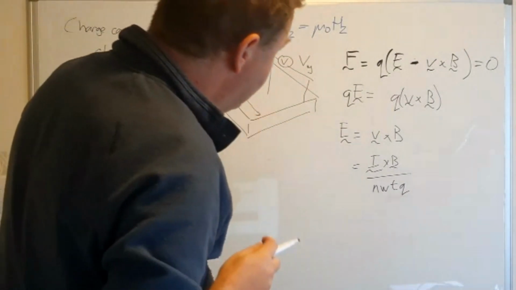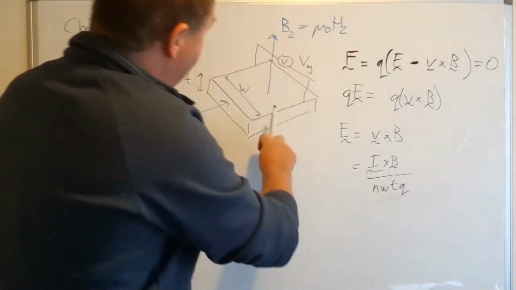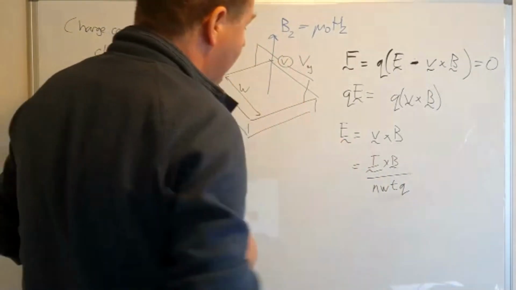So the other thing we can see here is that in this geometry, if the current is running in the x direction, the magnetic field is in the z direction, the cross product means the electric field must be in the y direction only.